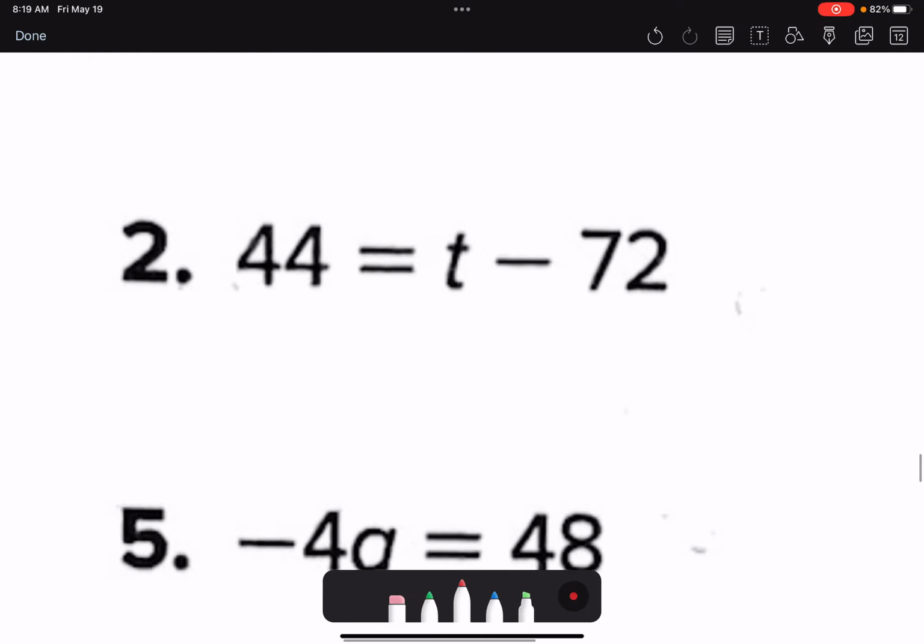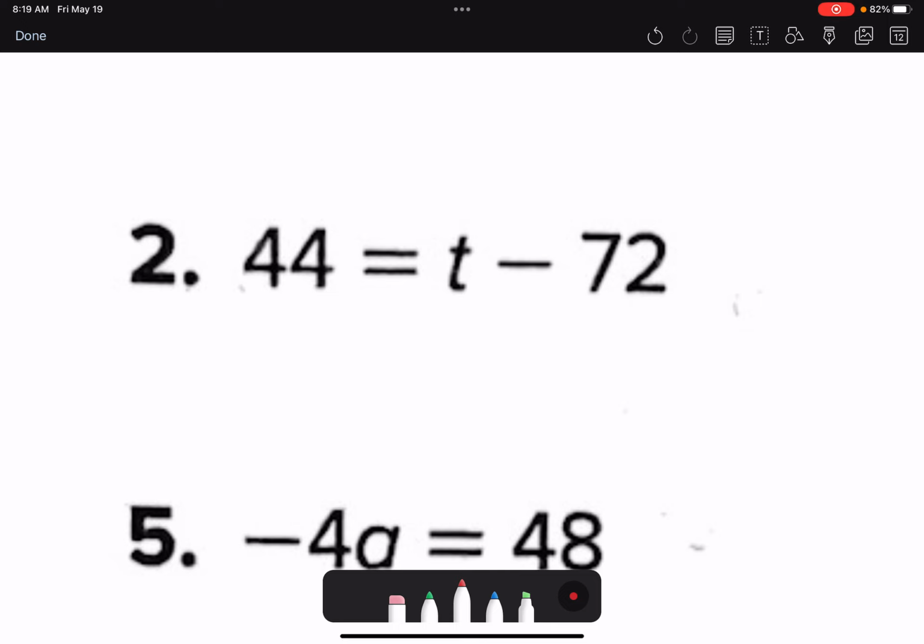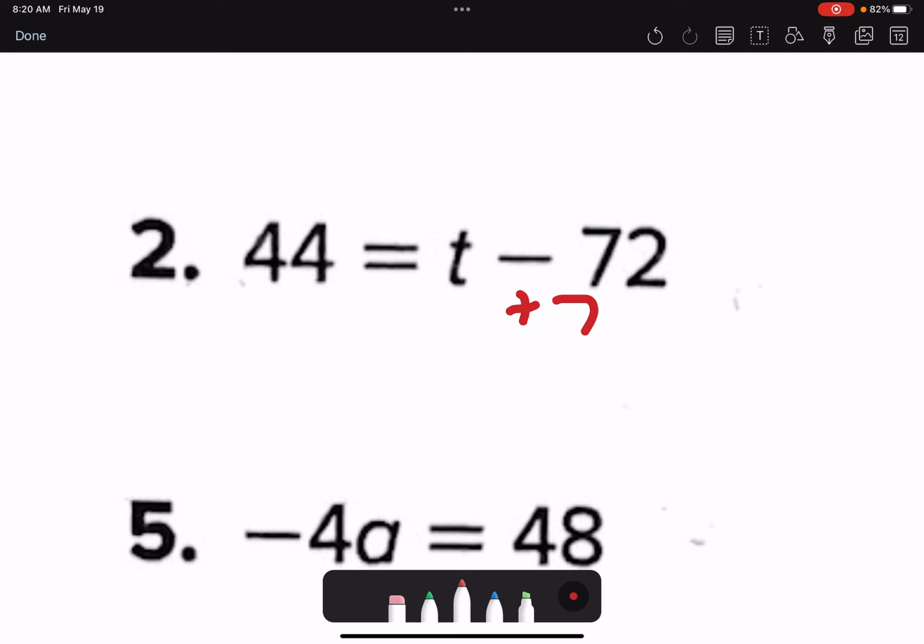All right, let's try this problem here. On the left, nothing to combine. On the right, nothing I can combine. Step 2, I only have one variable, so I don't need to move it. And this time, it's on the right side. And again, I want you guys to be careful because students like to move them all around. On the right side, I'm going to leave it, and that means everything that's on the right that's not t has got to go. So what is that 72 doing? It's getting subtracted from t. How do we get rid of subtraction? With addition. So I'm going to add 72.